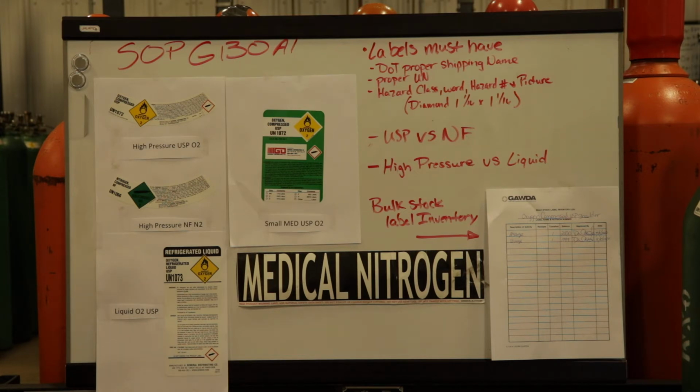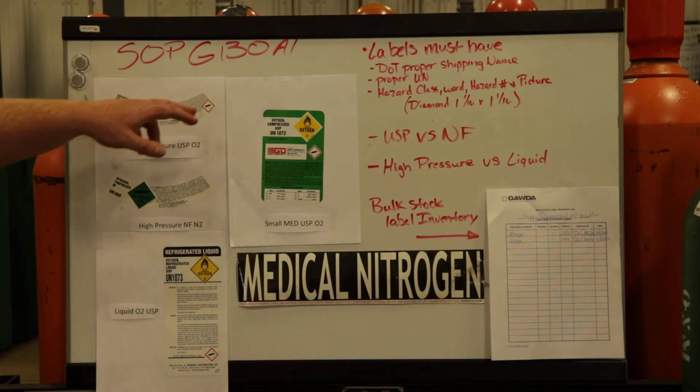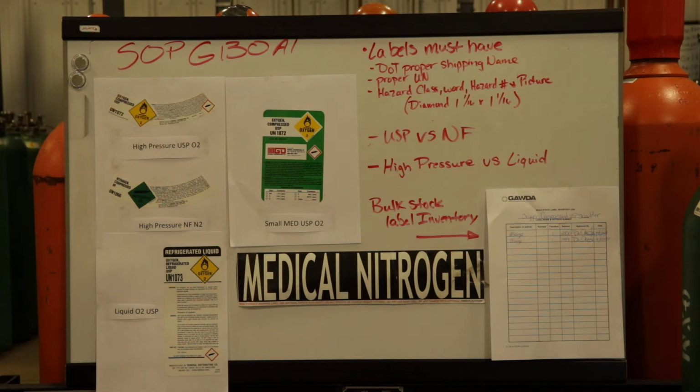You also have to have your UN number, which for the oxygen is 1072, nitrogen UN 1066. You also need to have your diamond, which needs to be 1 inch and 1/16 by 1 inch and 1/16. If any of these are missing before being distributed out, the label needs to be replaced.